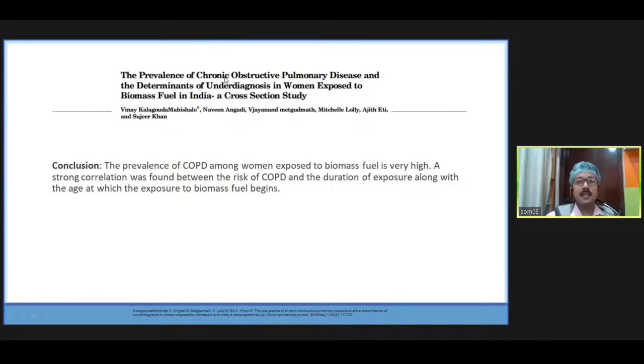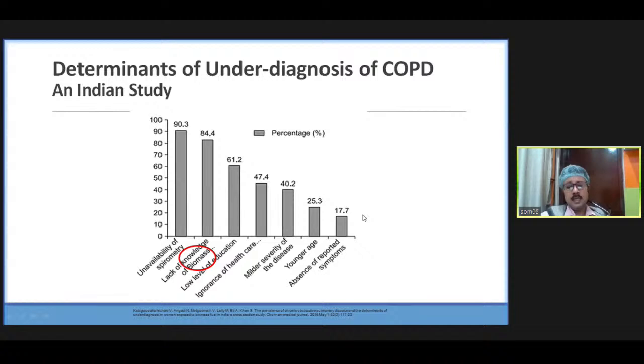Now, this is a study on the prevalence of COPD and the determinants of underdiagnosis in women exposed to biomass fuel in India. The conclusion was that the prevalence of COPD among women exposed to biomass fuel is very high. A strong correlation was found between the risk of COPD and the duration of exposure. As I have discussed earlier, these are the determinants of underdiagnosis of COPD in the Indian study: unavailability of spirometry, lack of knowledge of biomass, low level of education, ignorance, milder severity of the disease, younger age, and absence of reported symptoms.